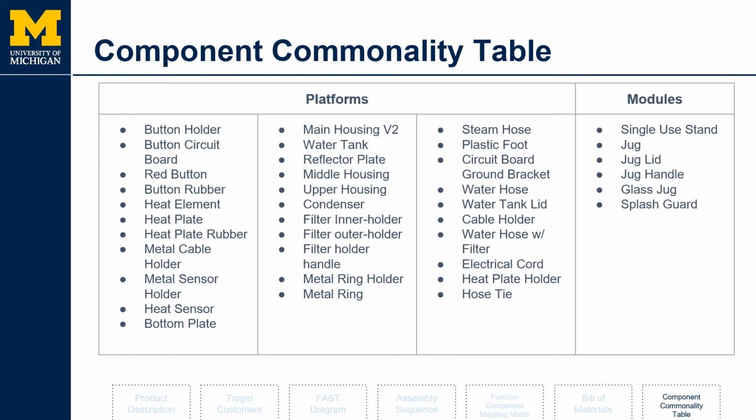Taking the results from the component mapping matrix and the functional differentiation table, we have identified several modules that would allow more efficient production of the product. Since the product variations are based on serving size, we have identified the single-use stand, splash guard, and jug components as modules, while the rest are standard platform components.